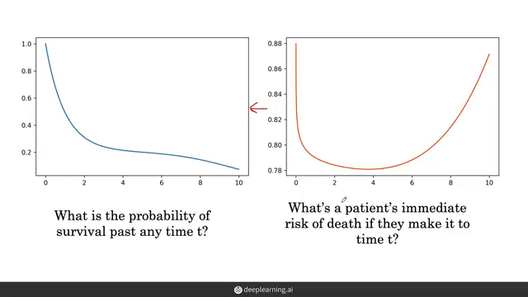At the same time, we can answer questions like, what is the patient's immediate risk of death if they make it to time t, by looking at what the hazard is at 4 and realizing the hazard at time 4 is smaller than the hazard at time 8, let's say.